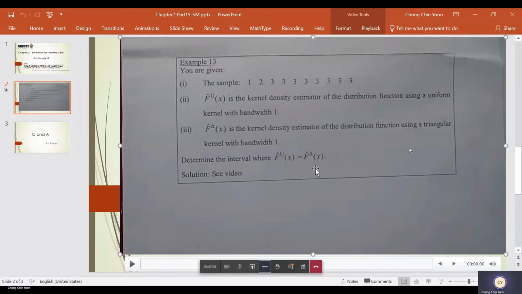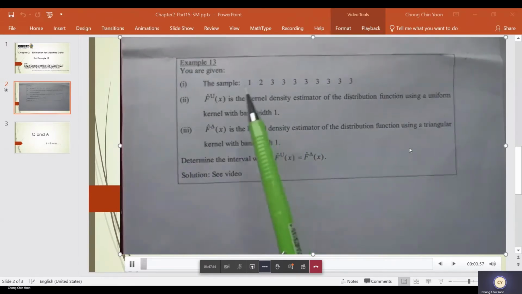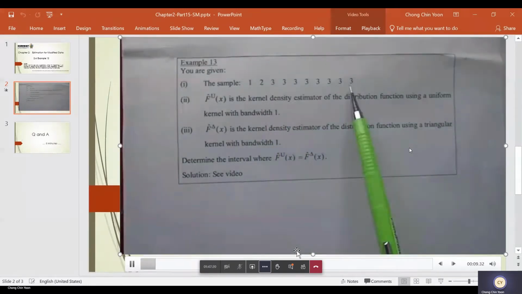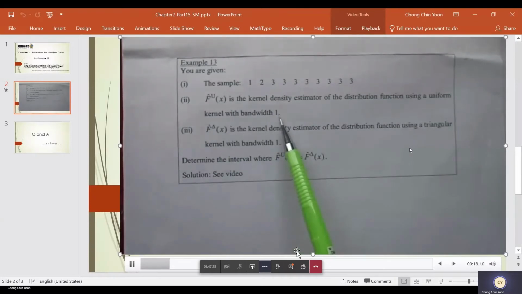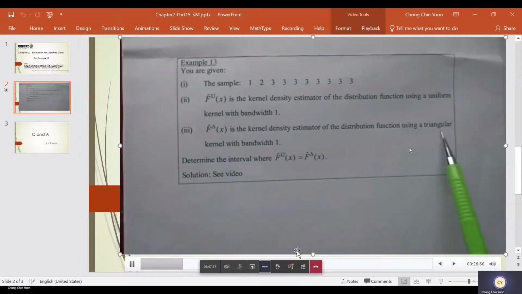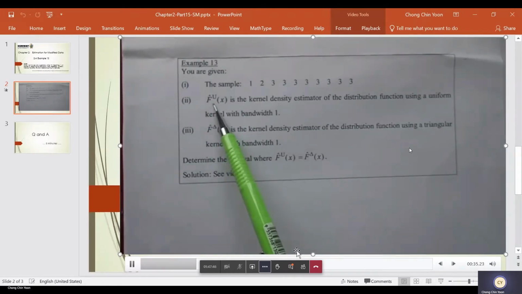Okay, so based on this data, here we go. Example 13. You are given this sample 1, 2, and all these 3. Let Fu be the kernel density estimator of the distribution function using a uniform kernel with bandwidth 1. Next, let F triangle be the kernel density estimator of the distribution function using a triangular kernel with bandwidth 1. Our aim is to find the interval when this distribution equals this distribution.